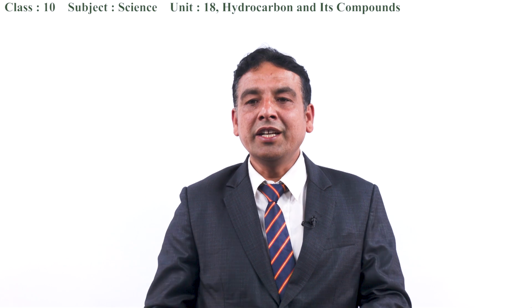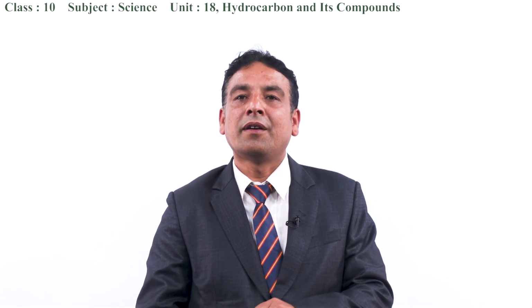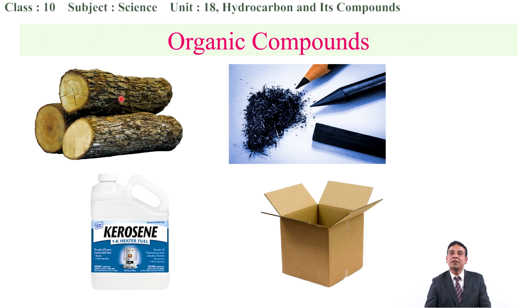Okay, organic compounds can be of different types. You can see here, this is the wood. Wood is made up of carbon, hydrogen, and oxygen, because this is the chain of the cellulose. Cellulose consists of carbon, hydrogen, and oxygen. As well as you can see in the next one, this is the graphite. This graphite is used in the pencils. So this is another type of the organic compound.